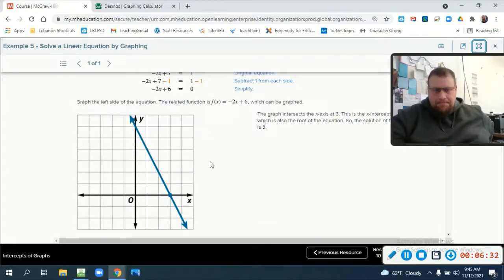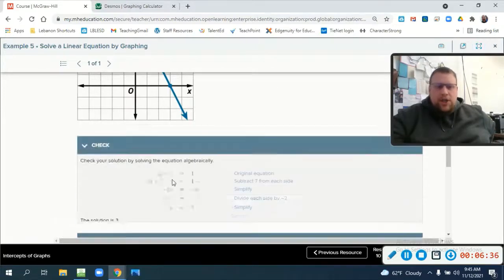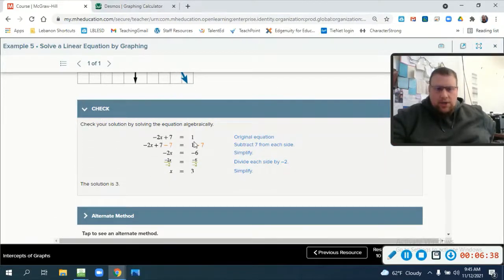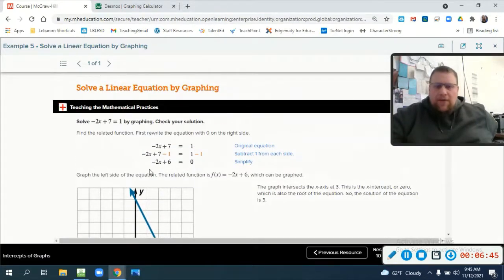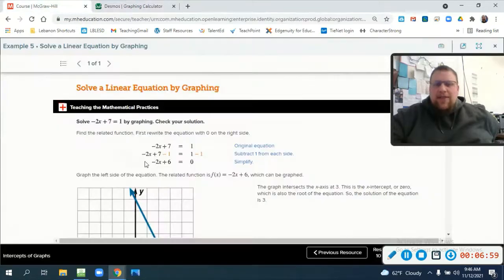All right. How do we do it algebraically? Well, we're going to check it. To check it algebraically, we're just going to solve it. So how would I solve this? Well, I'd solve it like I'd normally solve an equation. Notice, to graph it, I had to get everything on one side, 0 on the right. And then once you get 0 on that right side, we replace it with f of x equals negative 2x plus 6. Or on Desmos, I just wrote y equals negative 2x plus 6. That's the related function to this equation.